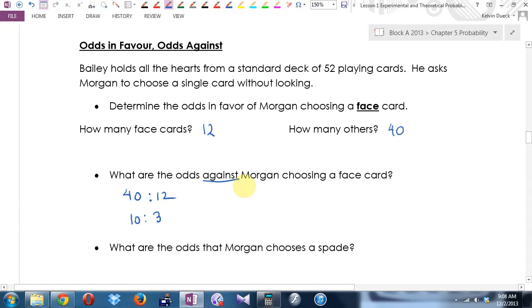What would the odds look like if you had an even chance of winning? We say 50-50, but what would 50-50 be in lowest terms? 1 to 1. Odds. I'm not talking probability. I'm saying odds. Means you have the same number of ways to win as to lose. 1 to 1. Okay?